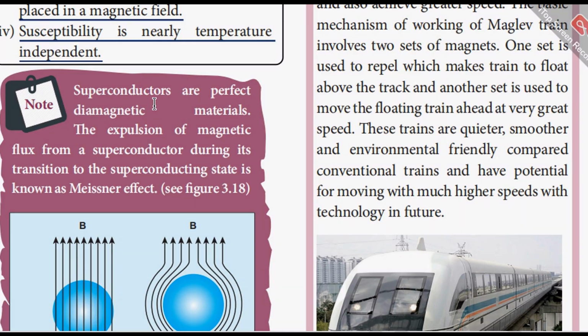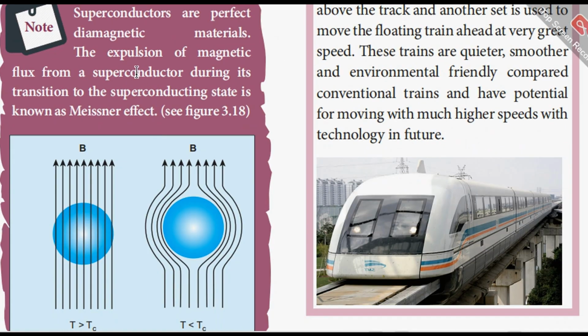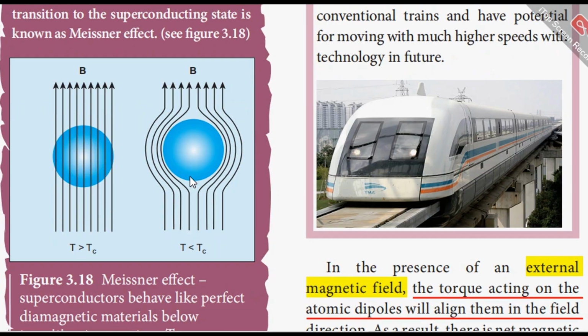Usually the superconductors, which you are already familiar with, are perfect diamagnetic materials. The expulsion of magnetic flux from a superconductor during its transition to the superconducting state is known as the Meissner effect. This is the Meissner effect exhibited by superconducting materials at a temperature less than the critical temperature and at a temperature greater than the critical temperature.